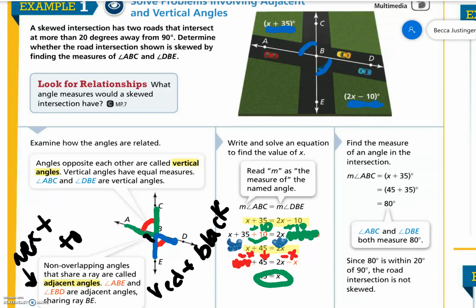So x equals 45. Then it says find the measure of the angle in the intersection. So we're just plugging in, substituting. We just found out that x is 45. So we do 45 plus 35, the angle is 80 degrees. Since 80 degrees is within 20 degrees of 90 degrees, the road intersection is not skewed.